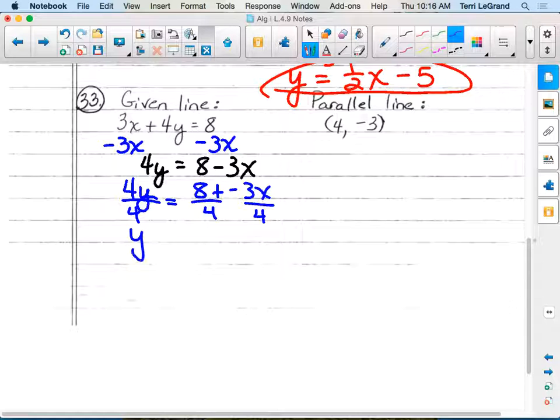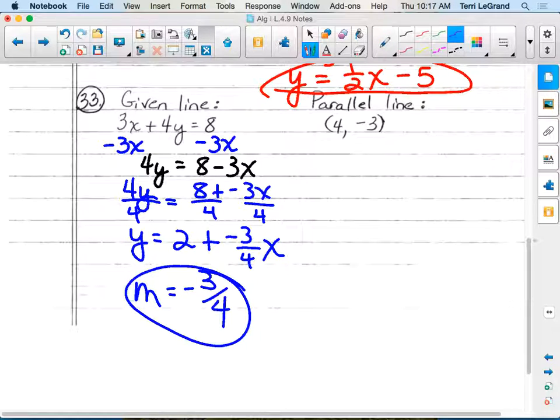So this becomes y equals 8 divided by 4 is 2, plus negative 3/4. You can't divide 3 by 4 and get a whole number, so we'll just leave it as a fraction. So why did we do that? What do we need? We need the slope. So what's our slope? Negative 3/4. That's what's important, because now we're going to take it up here and we're going to use it with this.